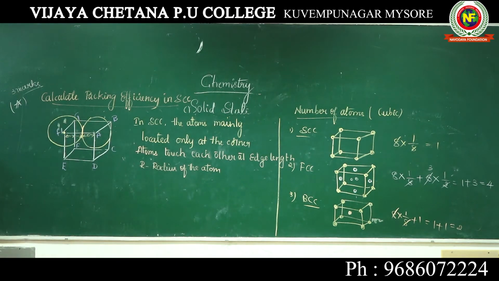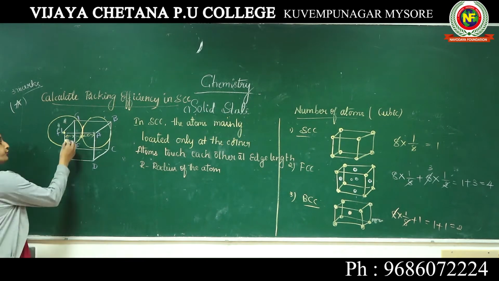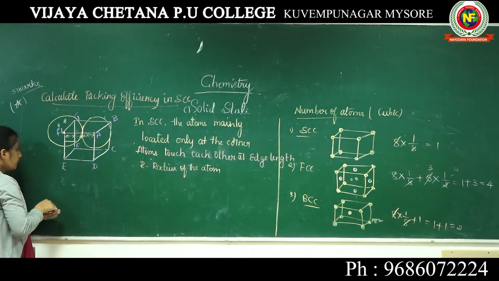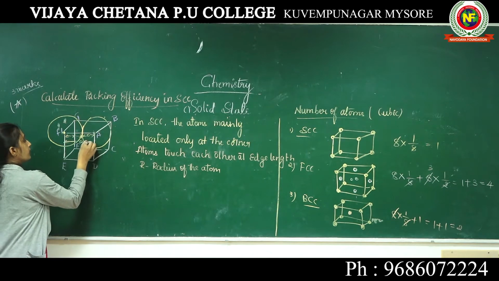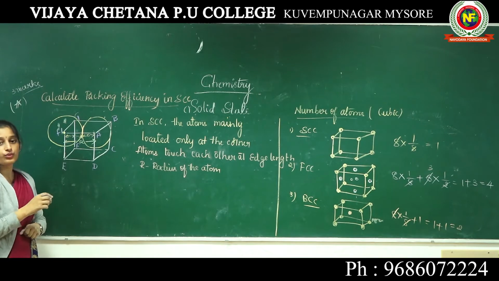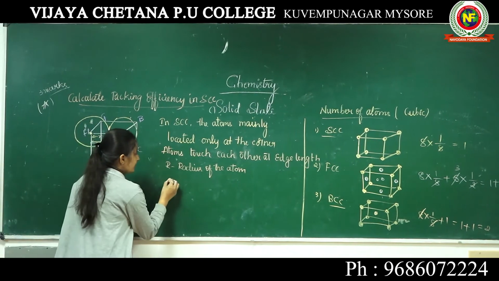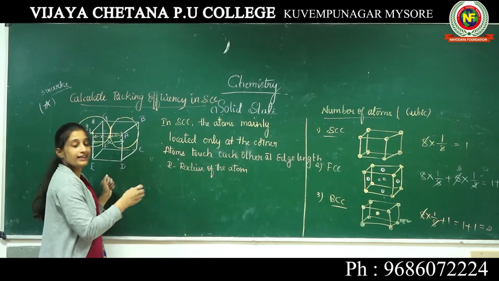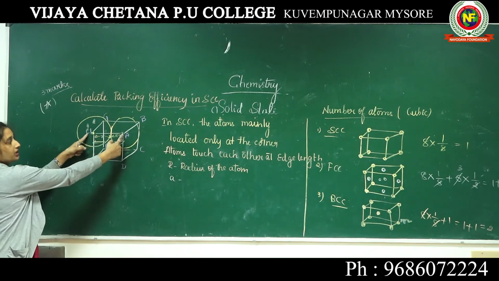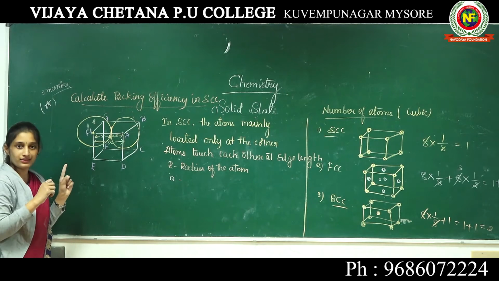Is it clear? R means radius of the atom. Now, from A to H, I will use A. So, what is this? A means what? Small letter a is nothing but from here to here. We call it as edge length.